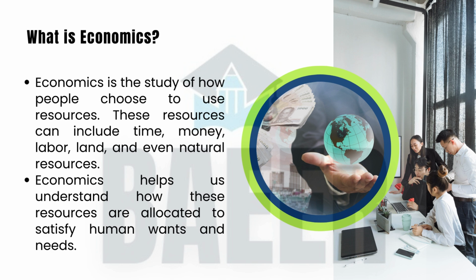Let me explain with an example. Imagine you have $10 to spend. You can either buy a book or go to a movie. If you choose the book, you are using your money and time for knowledge, and if you choose the movie, you are using them for entertainment. Now, economics helps us understand why you make these choices, and how these choices impact overall resource allocation in society.